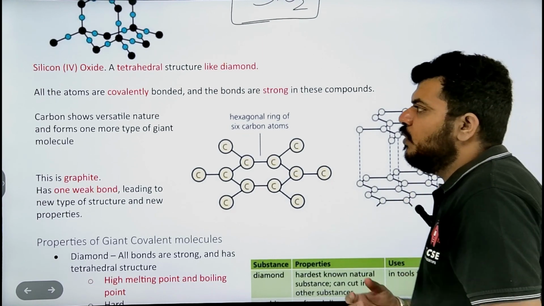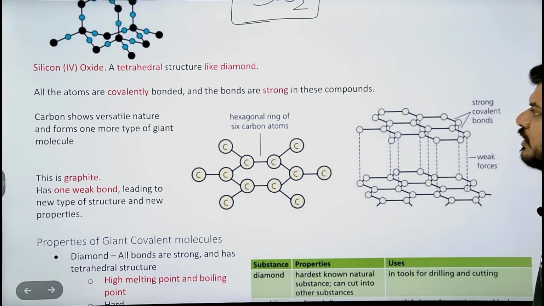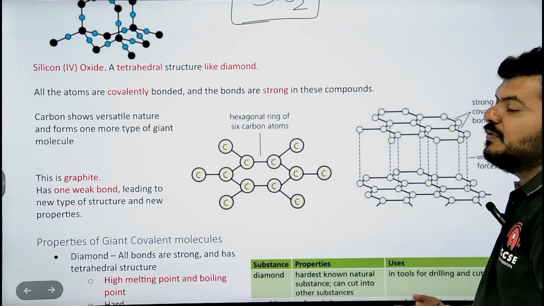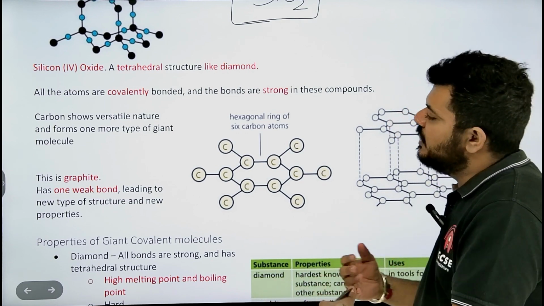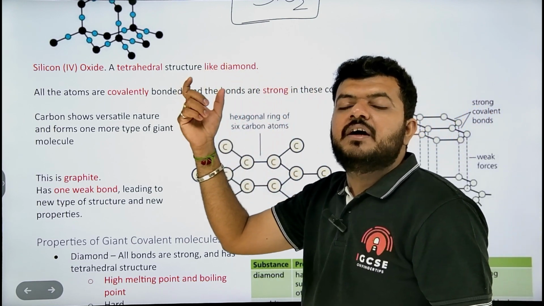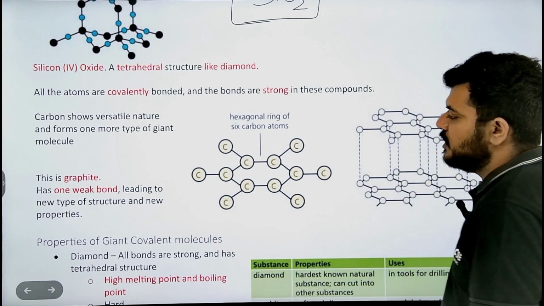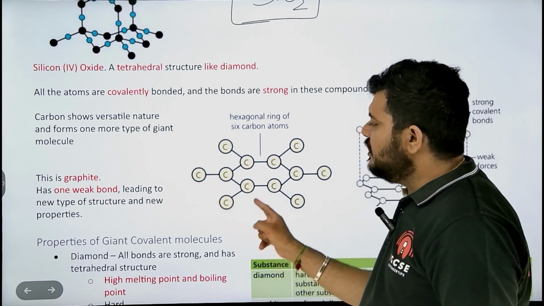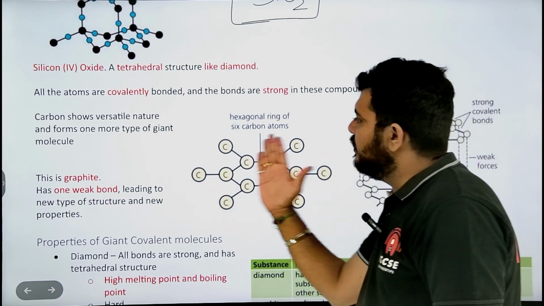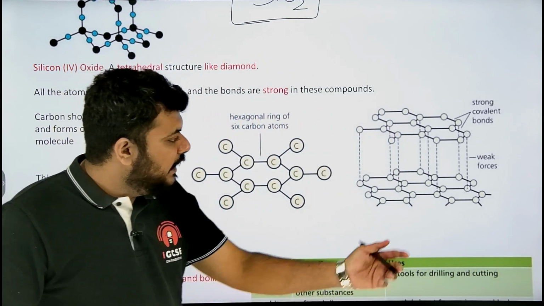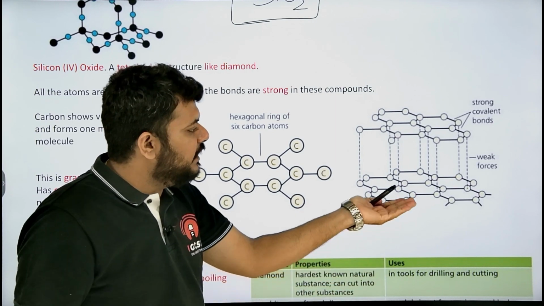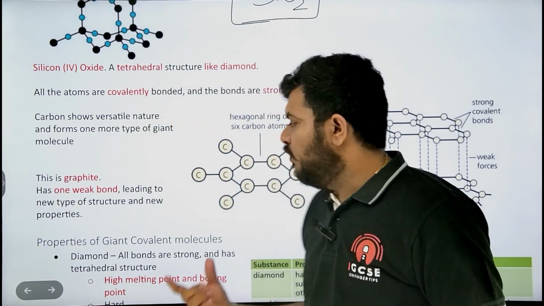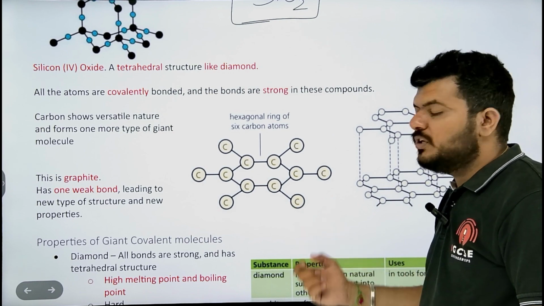Now here, if you observe, all the atoms are covalently bonded and the bonds are strong in these compounds. We have already talked about this. But carbon has a versatile nature. It can form more than one type of compound. We saw a tetrahedral structure. Here there is a hexagonal structure: 1, 2, 3, 4, 5 and 6. So there are 6 carbons, and each carbon is surrounded by 3 other carbons. There is a layer, a sheet of this hexagonal carbon ring, and then each layer is on top of another layer, held by weak forces. This carbon compound is known as graphite.